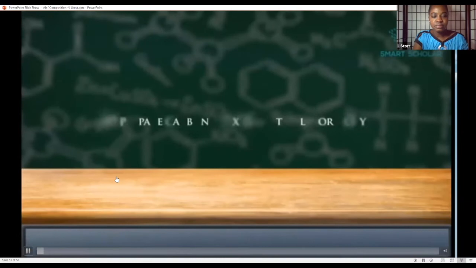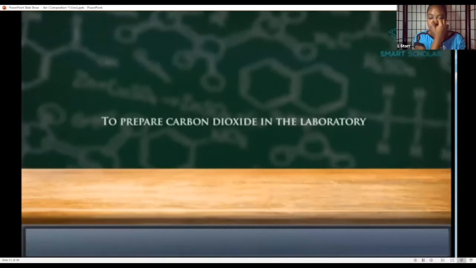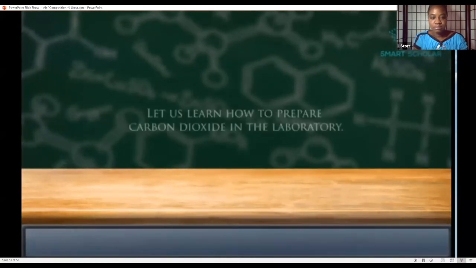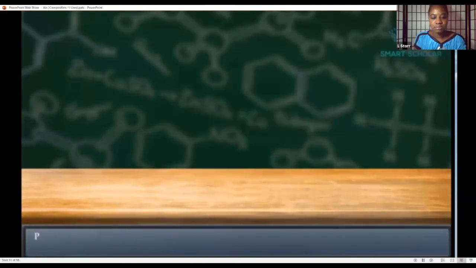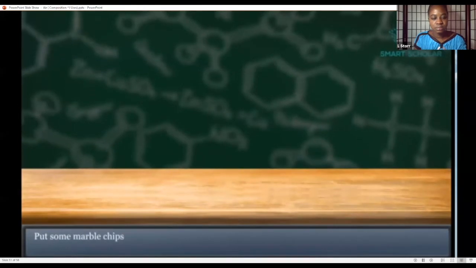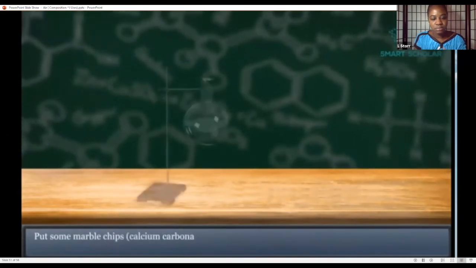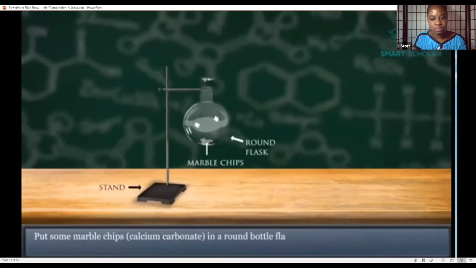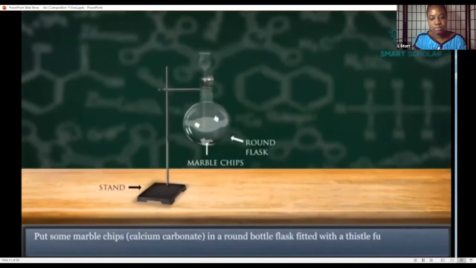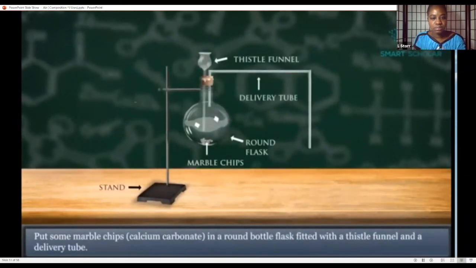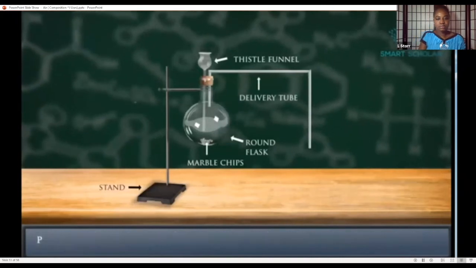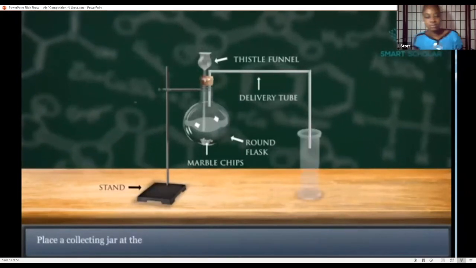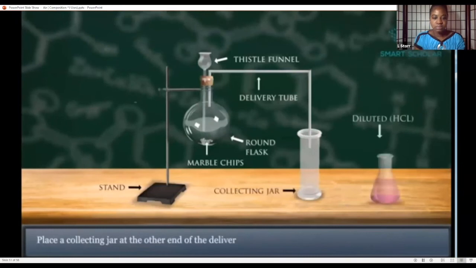To prepare carbon dioxide in the laboratory, let us learn How to prepare carbon dioxide in the laboratory. Put some marble chips, like calcium carbonate, in a round bottle flask, fitted with a thistle funnel and a delivery tube. Place a collecting jar at the other end of the delivery tube.